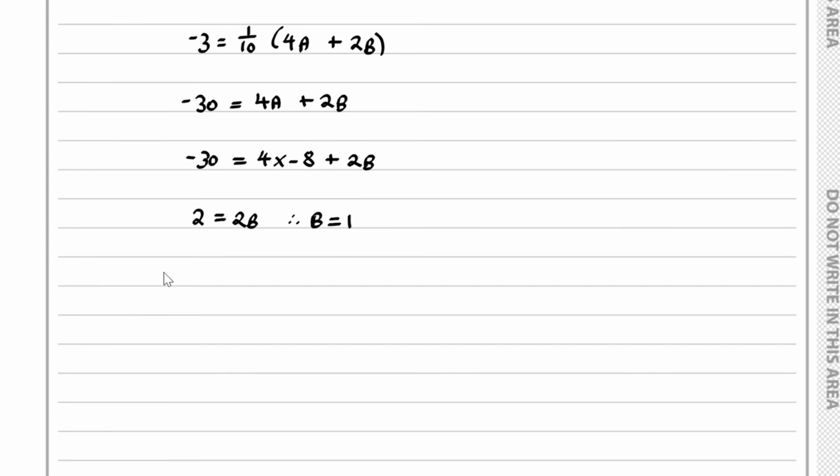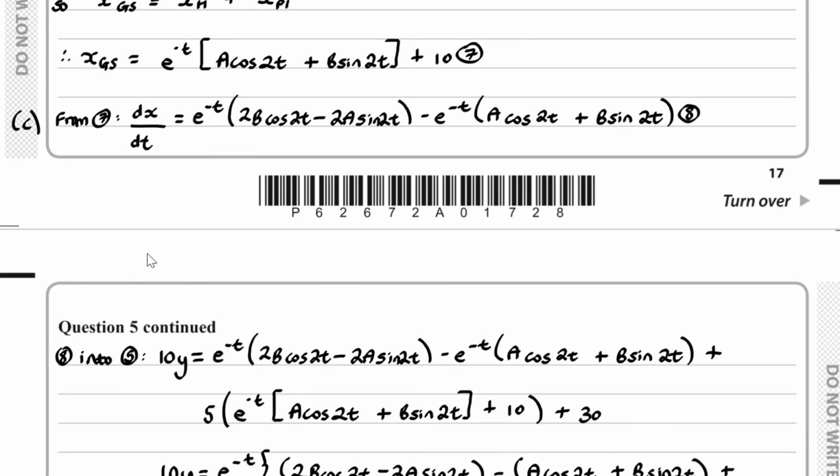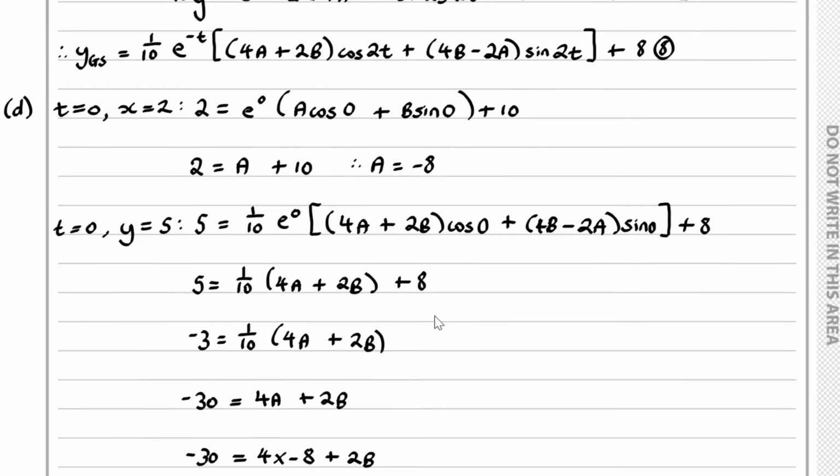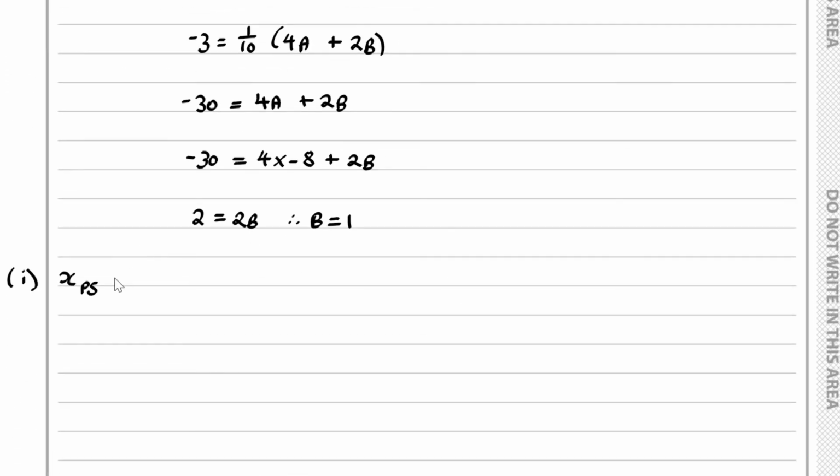So, for the particular solution of x rather, if we take a look at equation number 7, a is equal to minus 8, b is equal to 1. So replacing a and b with those values, the particular solution of x, that's e to the minus t, lots of minus 8 cos 2t plus sine 2t plus the 10.